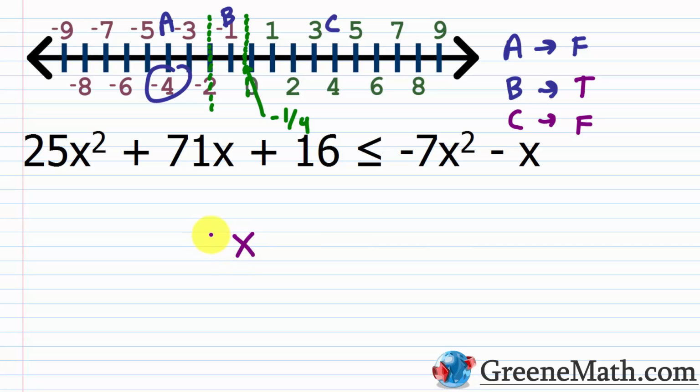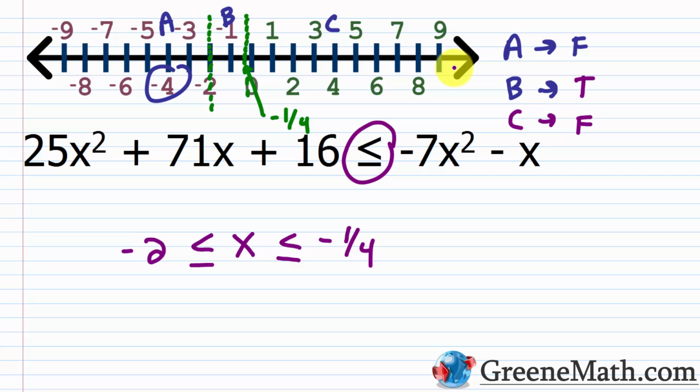So x is greater than or equal to, because we have a non-strict inequality, negative 2, and less than or equal to, again, because we have a non-strict inequality, negative 1/4. Whenever you have a non-strict inequality, the endpoints are going to be solutions, okay? So we can show this in interval notation. Put a bracket here. We'll have negative 2 because that's included, comma, you'll have your negative 1/4, and then another bracket.